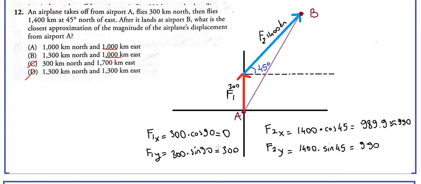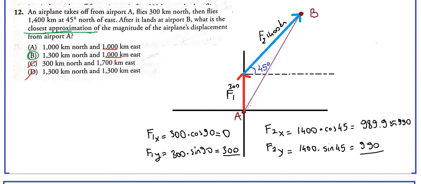And the total y component is representing going north in the y direction. So 300 plus 990 is 1290, which is almost 1300 because we are approximating, so B is the answer. So the x and y components of the resultant vector are 1300 kilometers north, which is the y component going in the y direction, and 1000 kilometers to the east, which is the x direction.